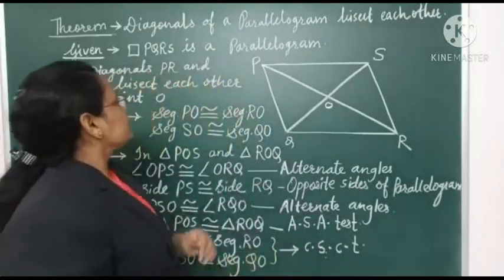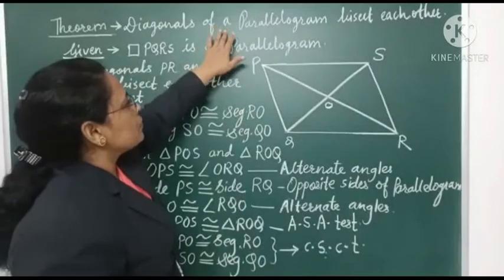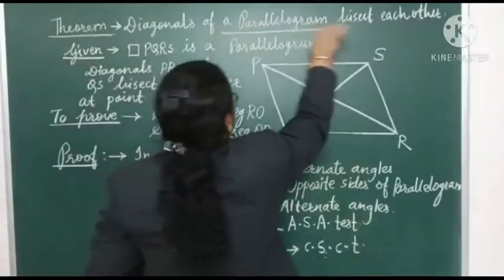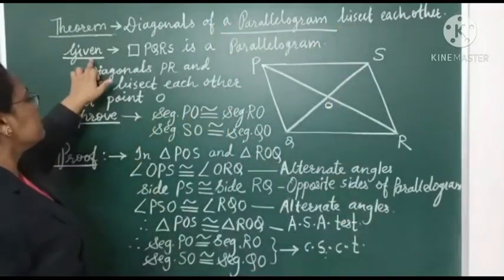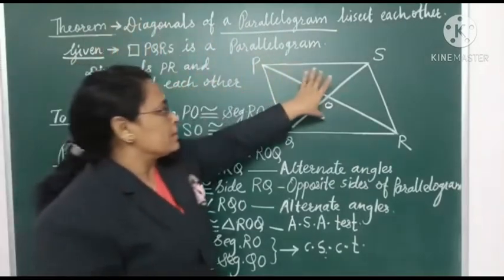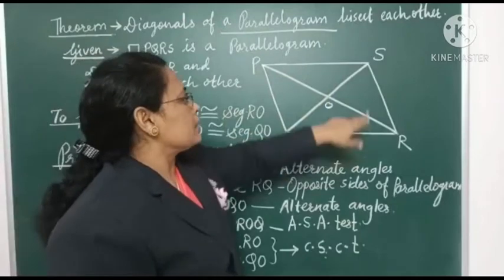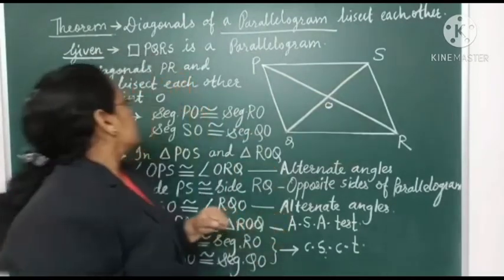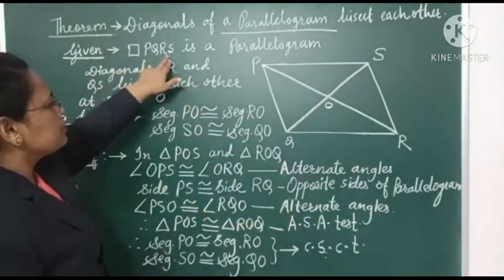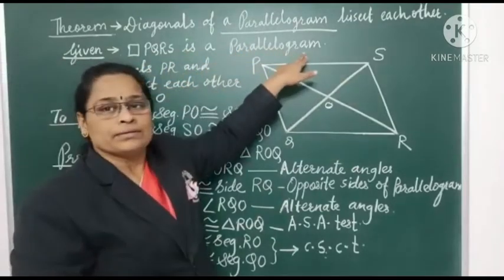So what is the quadrilateral given here? The type of quadrilateral is a parallelogram. So this is the given thing. We will write here the given. We'll draw a quadrilateral which is a parallelogram, and we'll give it the name PQRS. So quadrilateral PQRS is a parallelogram.